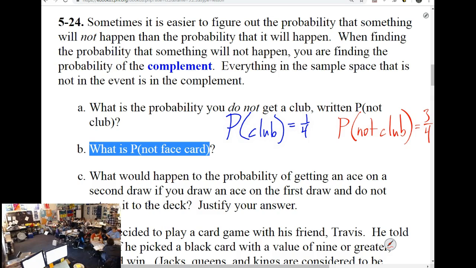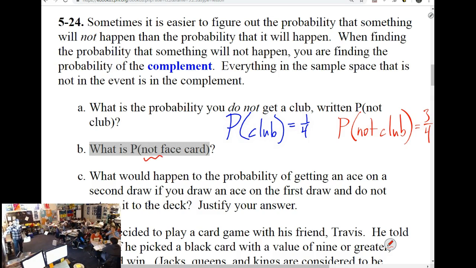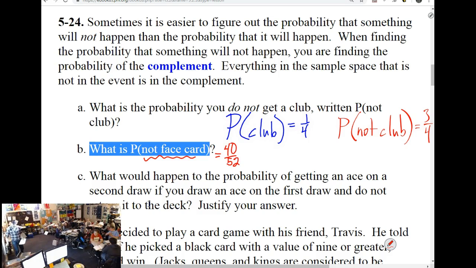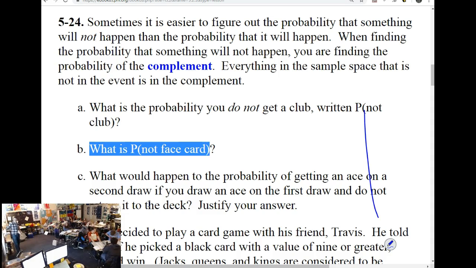What was the probability of getting a face card? 12/52. 12 out of 52. So how many cards are not faces? 40. So our probability of not a face card is 40 over 52, which we could reduce. Questions on how we're figuring out these complements? We essentially can do a subtraction, right? If I know that there's 52 total, what's that? You're right. We can do addition of a negative.